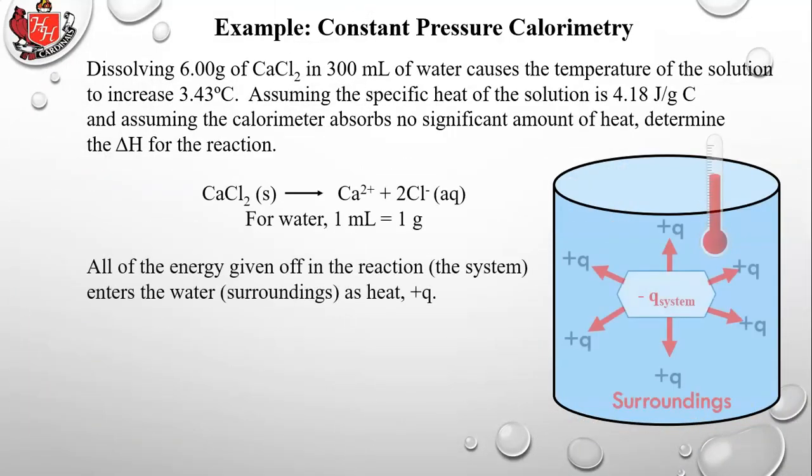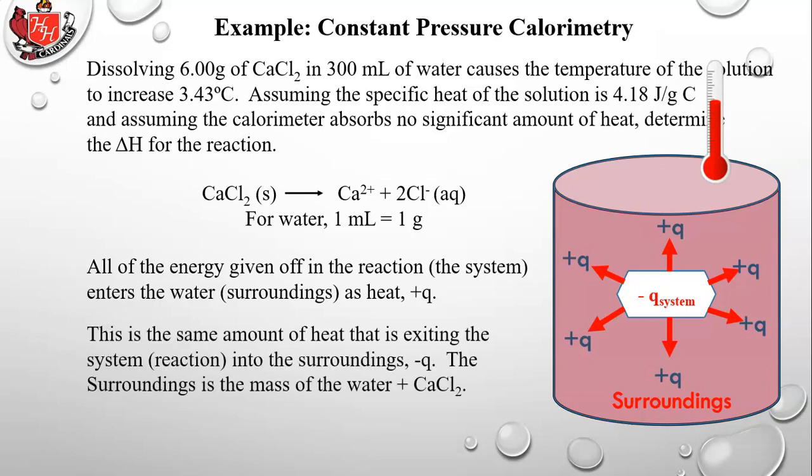So let's go ahead, and all of the energy given off in the reaction, the system, enters the water, the surroundings, as heat. So that's positive Q for the surroundings. The heat went into the surroundings, so for the surroundings it's positive Q. For the system, that same amount of heat energy is a negative Q because it's leaving the system. It's leaving that chemical reaction. So this is the same amount of heat that is exiting the system reaction into the surroundings, negative Q. The surroundings is the mass of the water plus the CaCl2. So negative Q of the system equals positive Q of the surroundings.